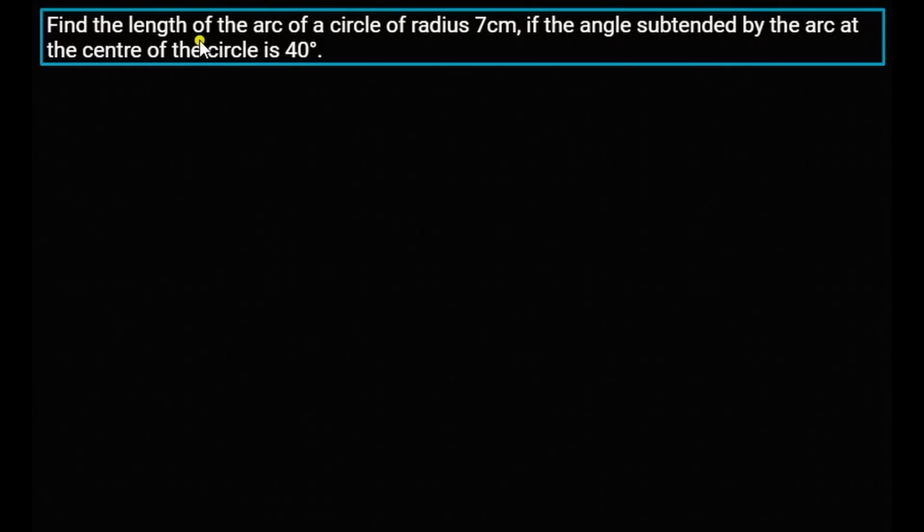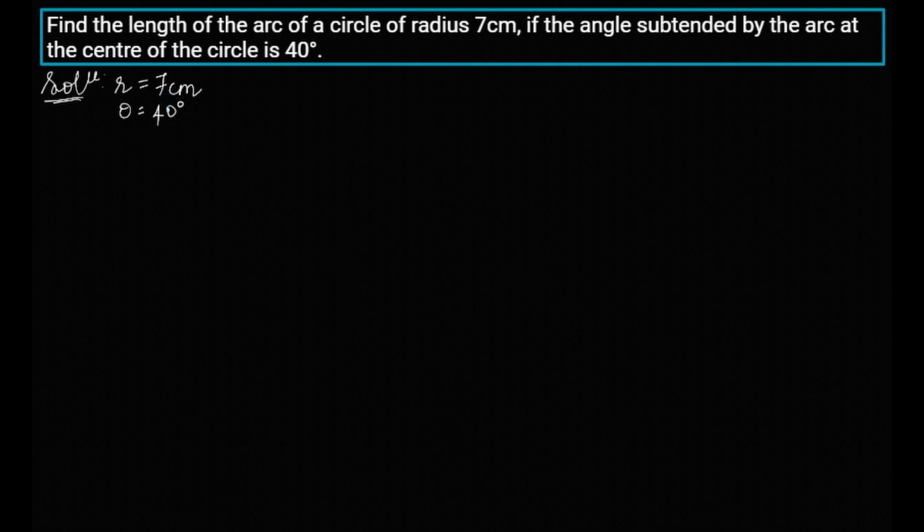So the question is, find the length of the arc of a circle of radius 7 centimeters if the angle subtended by the arc at the center of the circle is 40 degrees. Let us write down the given data. They have given that the radius of the circle is equal to 7 centimeters and the angle subtended at the center of the circle is 40 degrees.